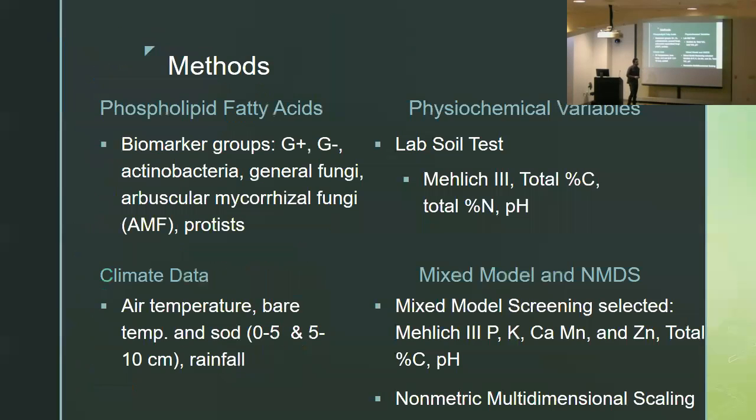The methods that we use to answer the questions: we use phospholipid fatty acid analysis as a measure of microbial community structure and also total microbial biomass. We've measured physicochemical variables through UK regulatory services. We've gotten Mehlich-3 extractable metals, total percent carbon, total percent nitrogen, and pH. We've also been downloading weather data from the UK Ag Weather Station, and we have gotten air temperature, bare soil temperature at 0 to 5 and 5 to 10 centimeters depth, and rainfall for each one of those months that we've sampled in. And then we've done some statistical analyses.